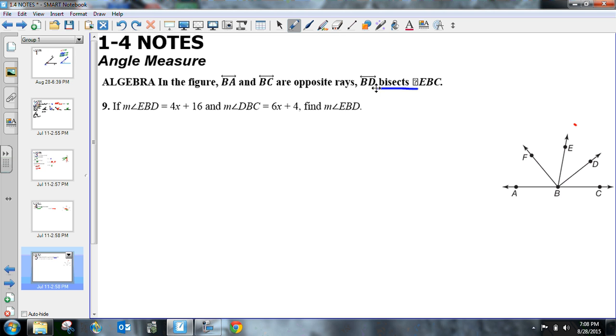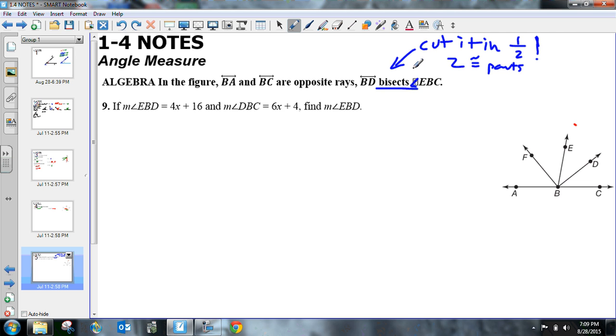bisect. Okay, this is important, folks. This is going to come up all the time, all year long. Something that bisects means that you cut it in half. Okay? All right, if you cut it in half, that means that you have two congruent parts, or pieces. Two congruent parts or pieces. In this case, I'm going to have two congruent angles. This should say angle here.